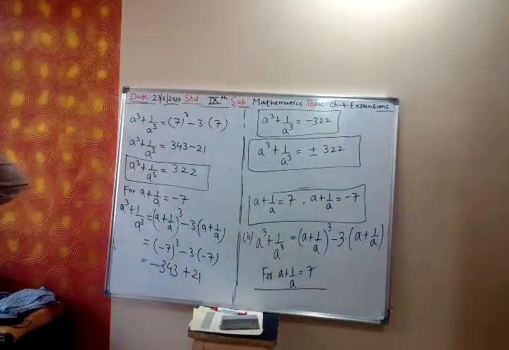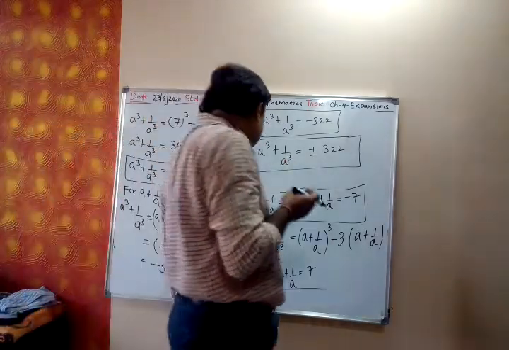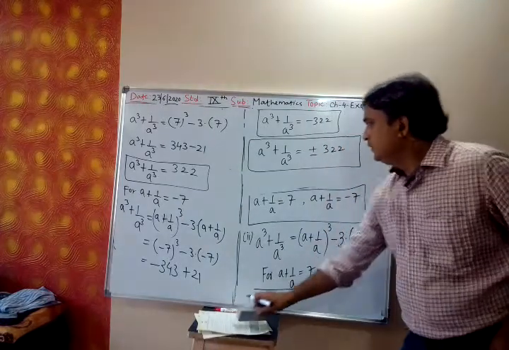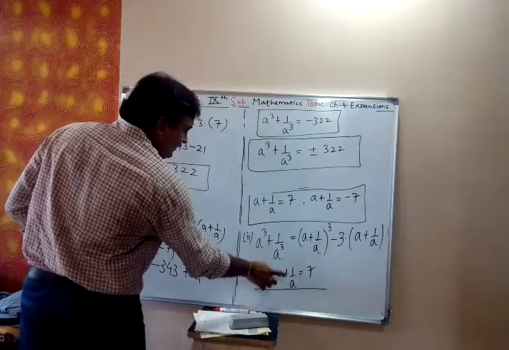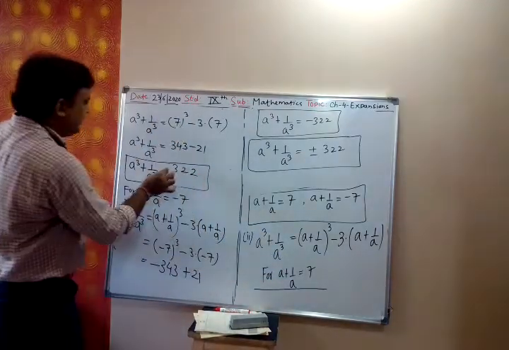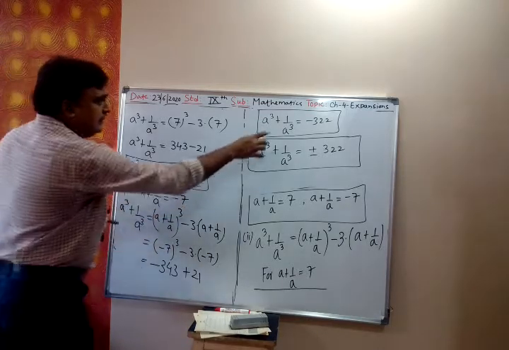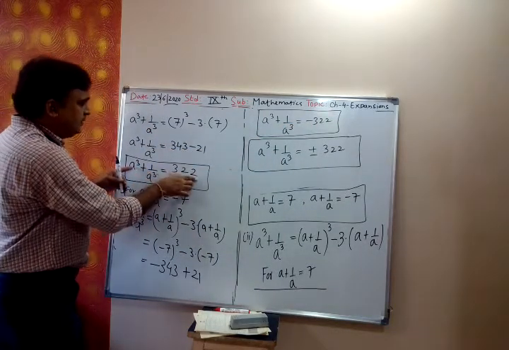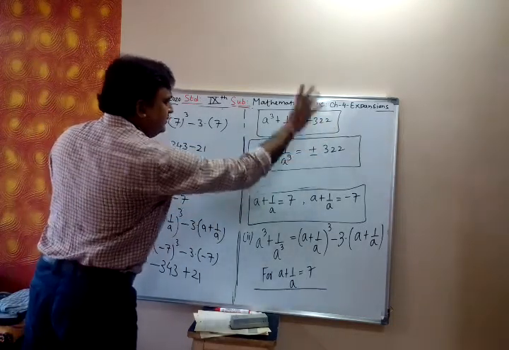Don't directly take plus minus 7. If there is one term you can directly take, but for cube I will advise you to solve separately for 7 and minus 7. Because for a plus 1 upon a equal to 7, this a cube plus 1 upon a cube value is 322. And for a plus 1 upon a equal to minus 7, this value is minus 322. So finally the value of a cube plus 1 upon a cube is either plus 322 or minus 322. So I can write plus minus 322.